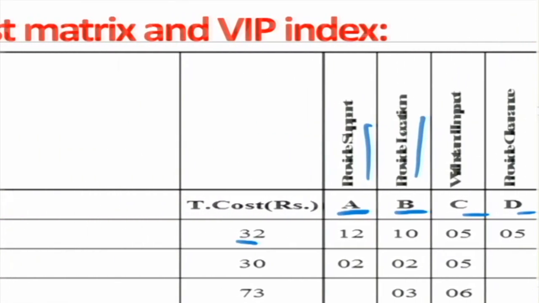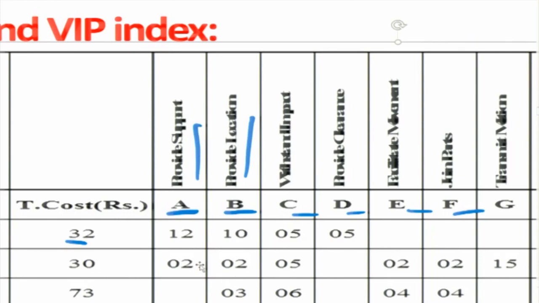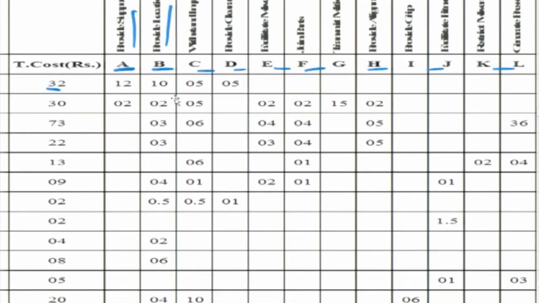Similarly, the second component, foot lever, is trying to perform these functions. Foot lever is costing rupees 30. It is providing support, providing location, withstanding impact, facilitating movement, it helps to join parts, it helps to transmit motion and so on. So any function that is not in the part, that element is just left blank. So out of rupees 32, what is the cost of providing support?